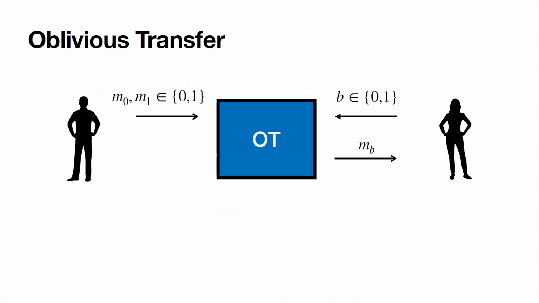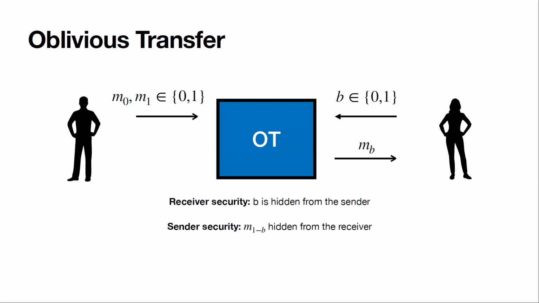So let's start with the definition of OT. OT is a primitive between the receiver with an input bit b and the sender with two input bits m0 and m1. And at the end of the protocol, the receiver should get mb. In terms of security, we want that the sender knows nothing about the receiver's bit, and that the receiver learns nothing about the other message, m(1-b).